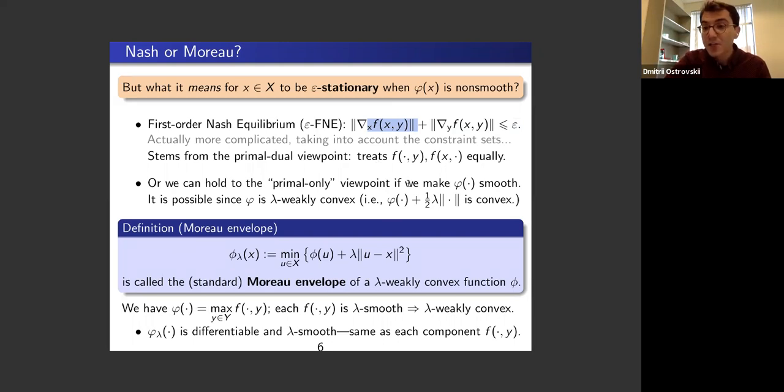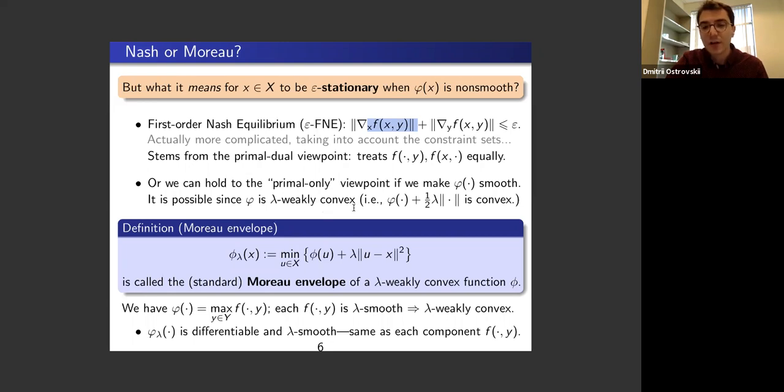Another way is essentially to say, okay, I really want to think about minimization of the primal function phi of x. And so I want to have a stationarity criterion that is defined with respect to the primal function. But I have the problem with the kinks, so I will smooth them out. There is essentially a way to smooth them out in the right way, using that phi is weakly convex.